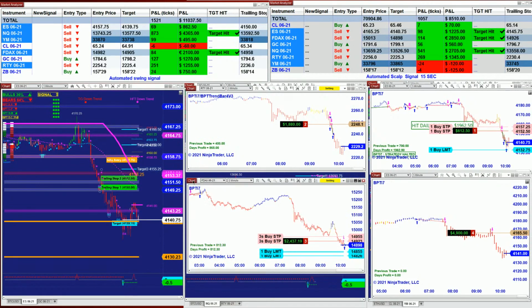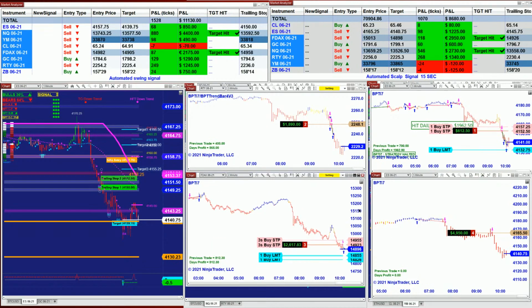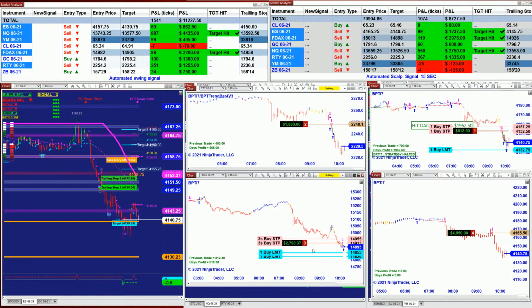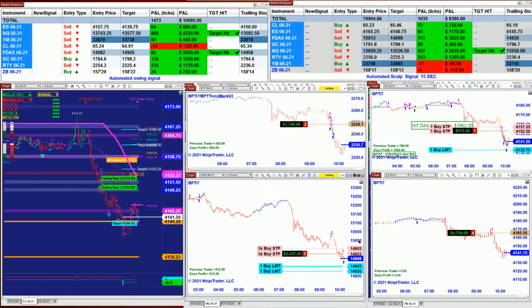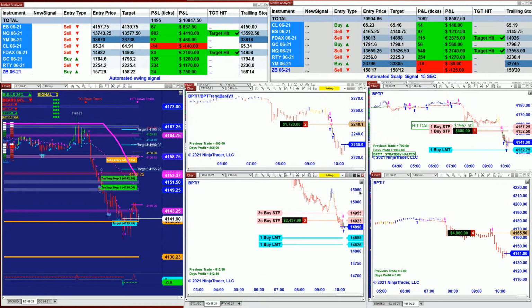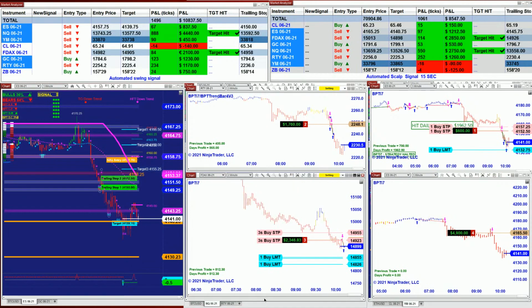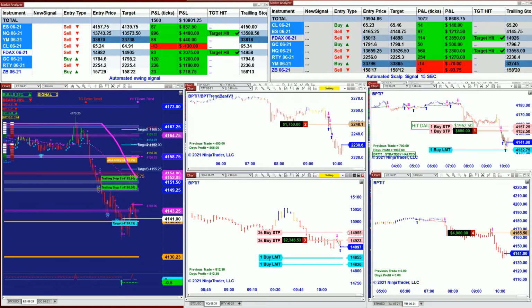The same thing here on the DAX 2 minute. We still have the first trade that was 812. The first trade was 812, and now we are going to the second and the third trade on the DAX. As you see, this is the first trade.